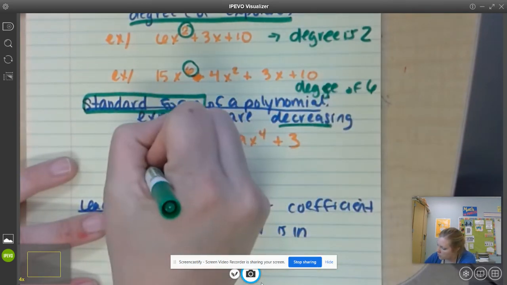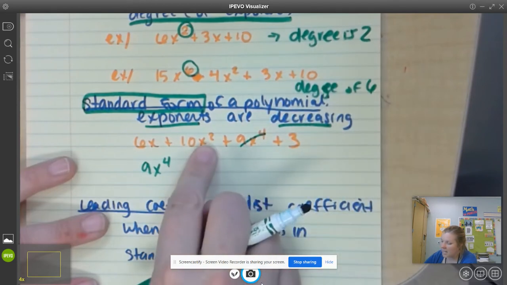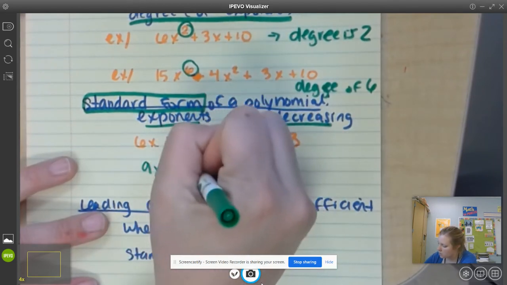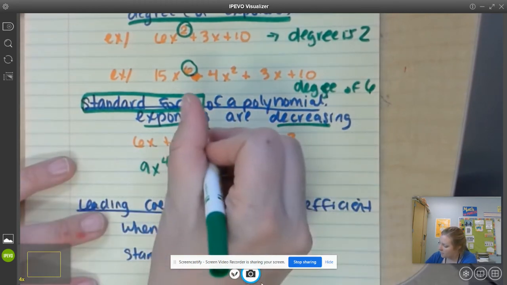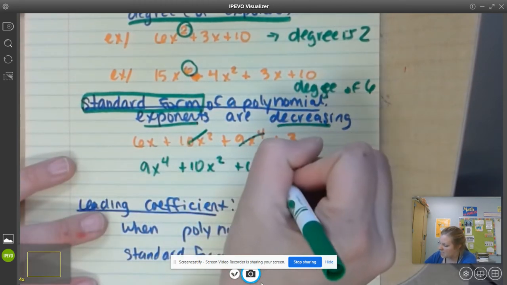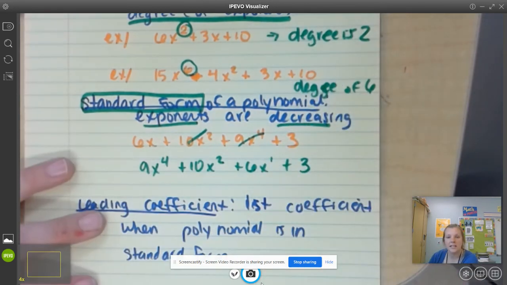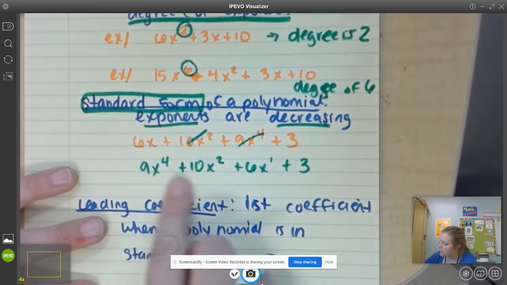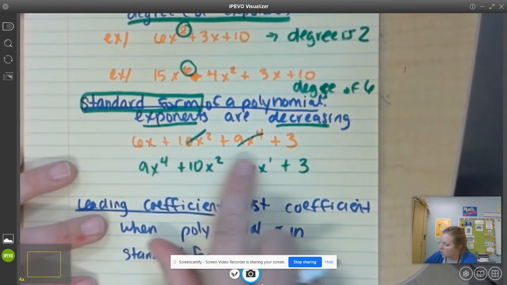So this is the first one, 9x to the 4th. The next smallest exponent is x squared, so plus 10x squared. And then I would need my 6x because that has an exponent of 1. And then my constant goes at the end. So now this polynomial is in standard form because the exponents are decreasing.